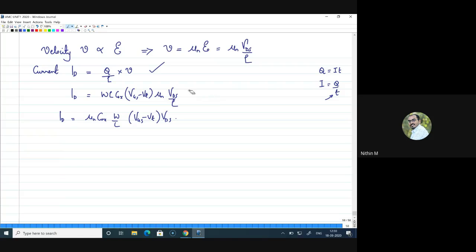So what I have done here is, I know the drain current I can write as Q by L into V. Now what is Q? Q is this factor, WL Cox into VGS minus VT. Now what is V? Velocity. Velocity is mu n into VDS by L. Is it clear? Oh, yes, sir, got it.